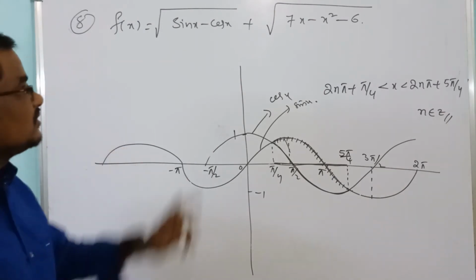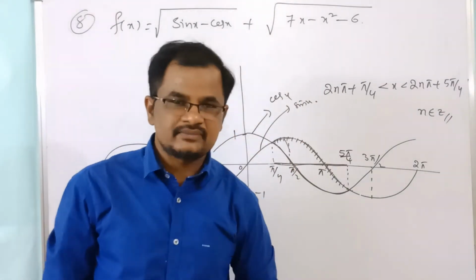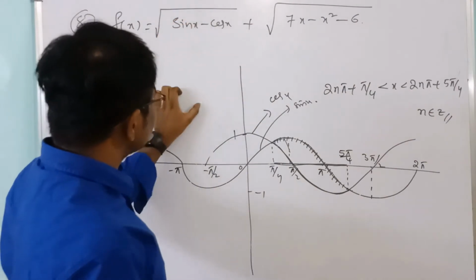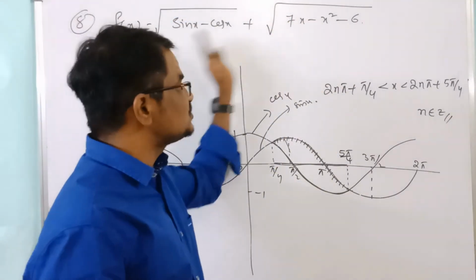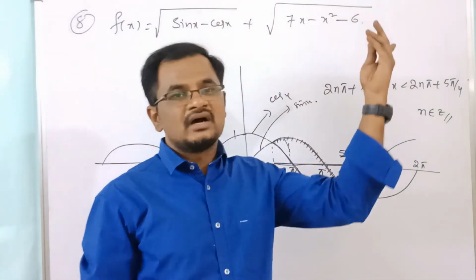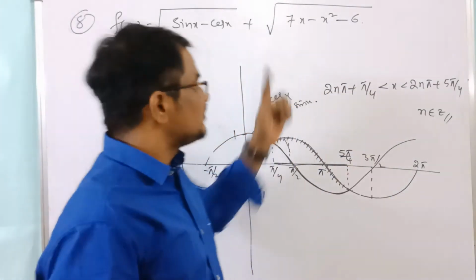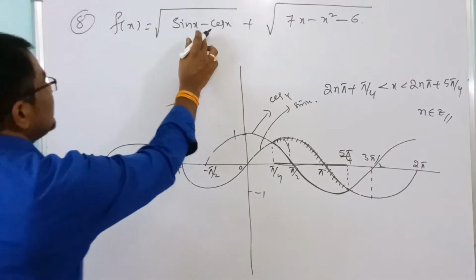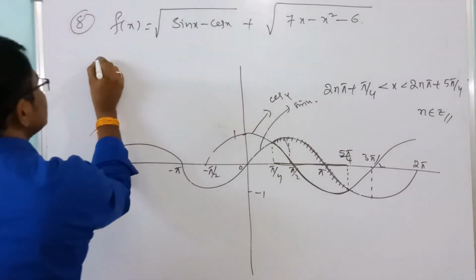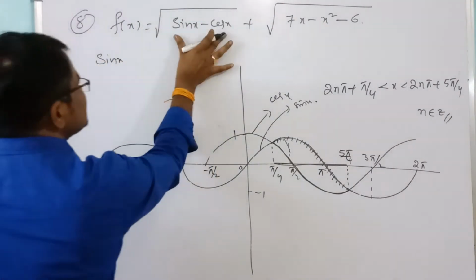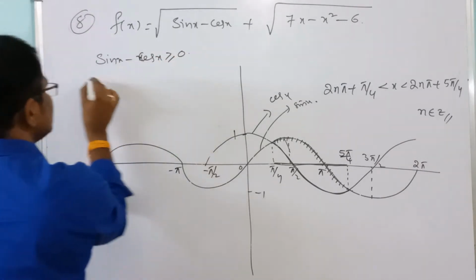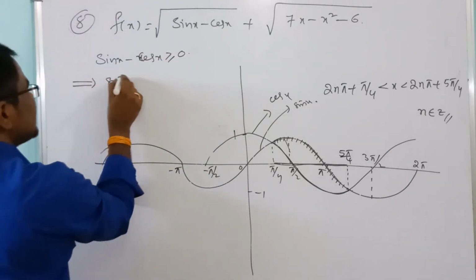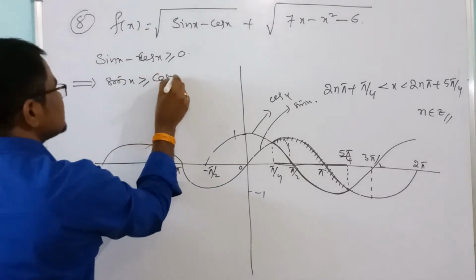Here also there are two functions. We have to take the domain of this function and the domain of this function, and the common domain of these two is the domain of the required function. For that, we know that the value under the root must be sin x minus cos x greater than or equal to 0. That implies sin x greater than or equal to cos x, right?